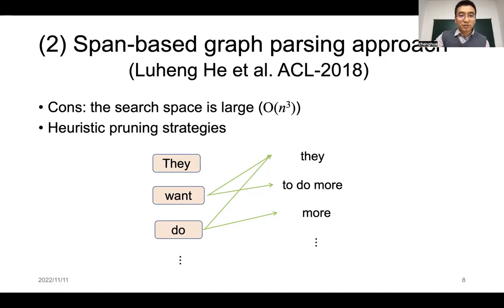In their work they propose, and the following researchers also follow their approach, a heuristic pruning strategy to prune the unlikely predicates and the unlikely arguments to make the search space smaller. If they don't do this, the speed would be very, very slow.